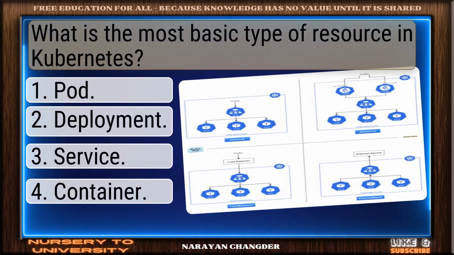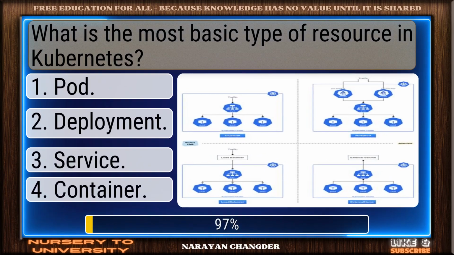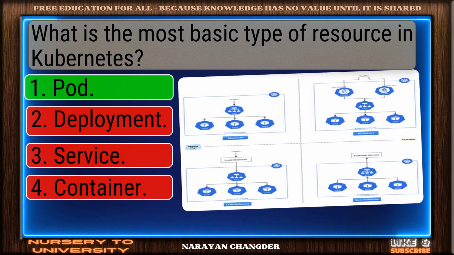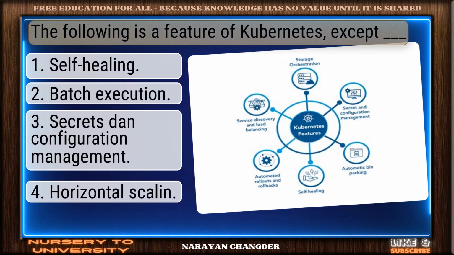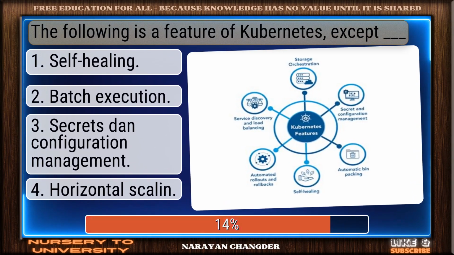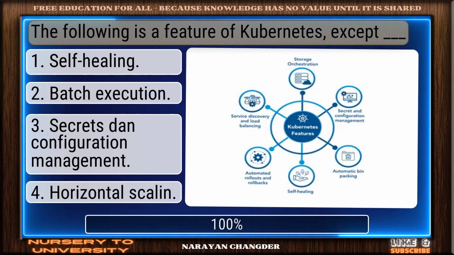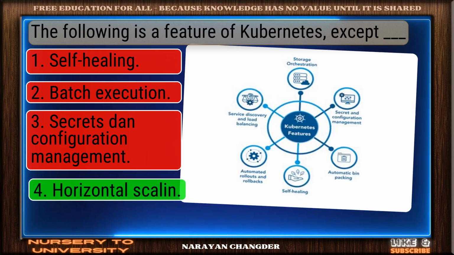Question number 35. What is the most basic type of resource in Kubernetes? Exactly. Pod makes sense and it is right choice. Question number 36. The following is a feature of Kubernetes except dash. Nice selection. Horizontal scaling is the correct and valid answer.